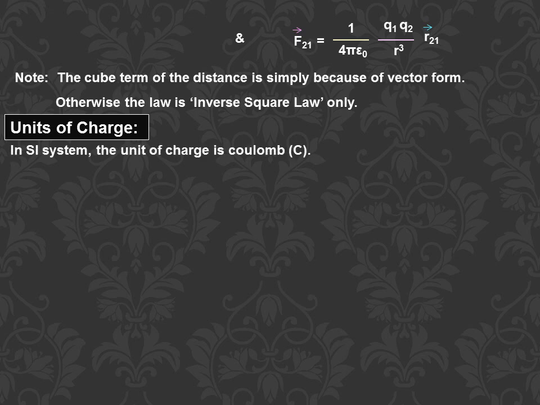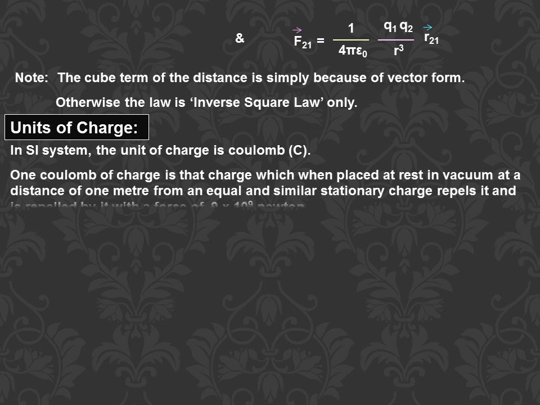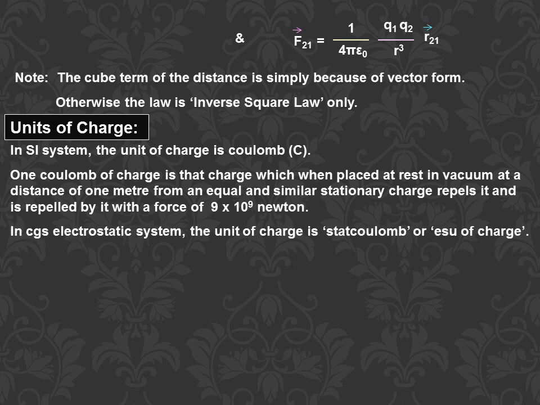Units of charge. We all know that the SI unit of charge is Coulomb, which is denoted by capital C. 1 coulomb of charge is that charge which, when placed at rest in vacuum at a distance of 1 meter from an equal and similar stationary charge, repels it and is repelled by it with a force of 9 into 10 to the power 9 Newton.